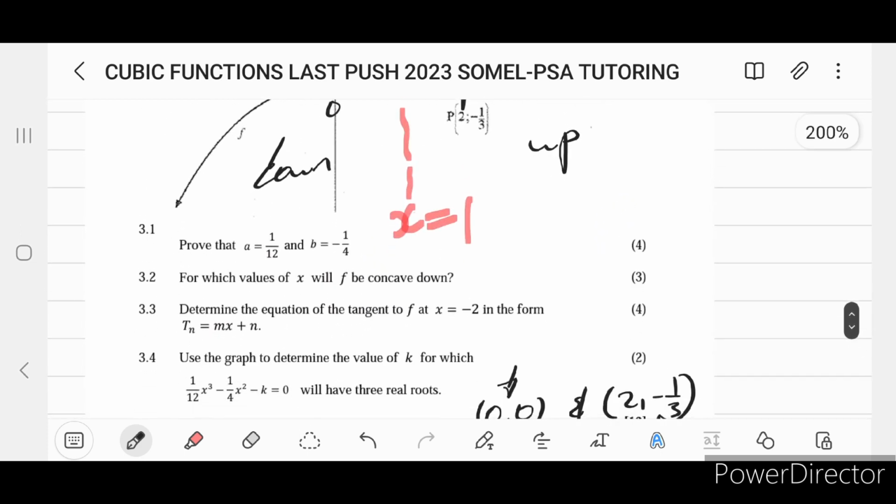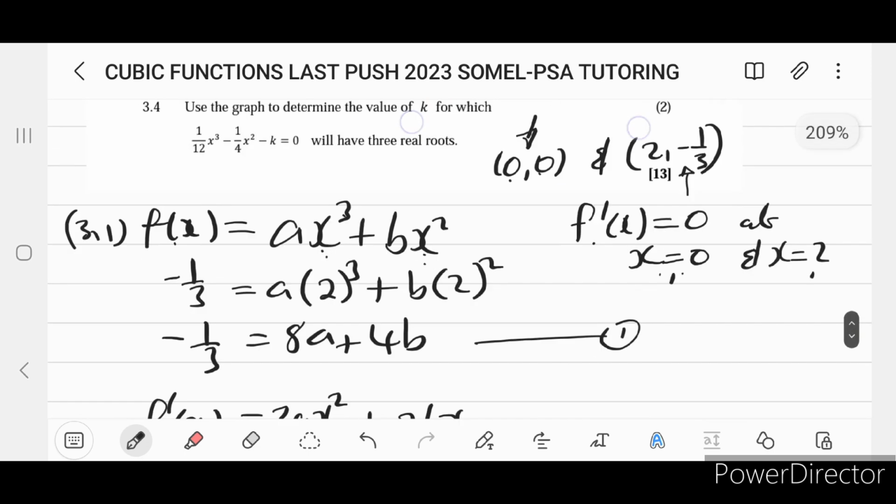Then they say determine the equation of the tangent of f at this point. The equation of the tangent is a straight line equation. To find a straight line equation, you need a point and you need a gradient. So I first need to find the y value when x is equal to negative 2.